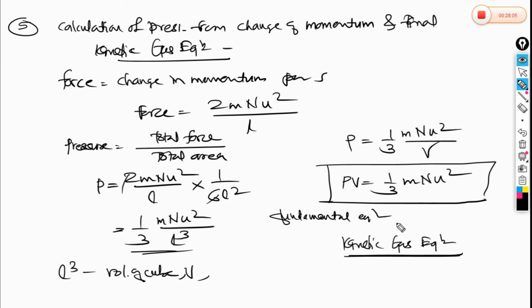Then, though the equation is derived for a cubical vessel, it is equally valid for a vessel of any shape. So we have seen this for a cube, but this can hold for any kind of shape. The available volume in the vessel could be considered as made up of a large number of infinitesimally small cubes for which the equation holds.